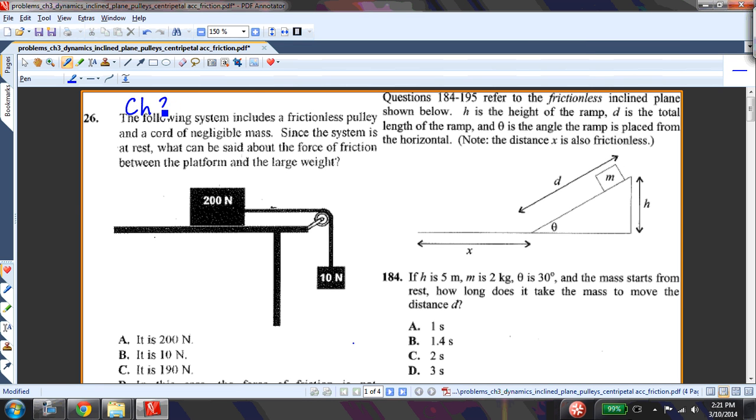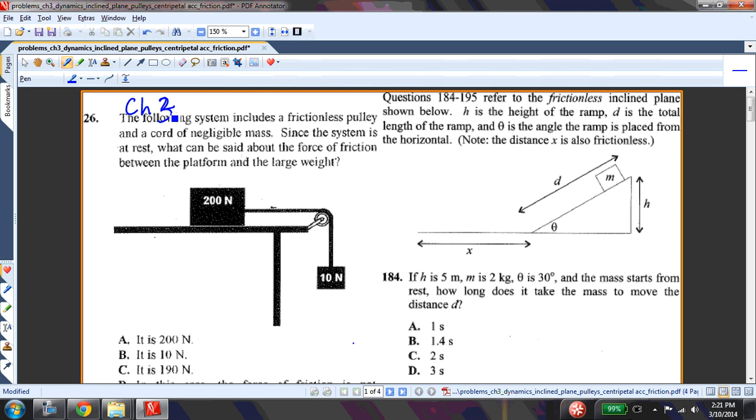Okay, this is chapter 2. We're dealing with a number of different things. Continuation of chapter, or excuse me, not chapter 2, chapter 3. Continuation of chapter 2 with inclined planes, pulleys, centripetal acceleration. We'll deal with some friction, largely inclined planes, and we'll see some pulleys, other simple machines.